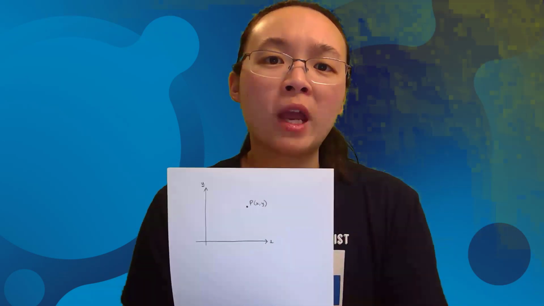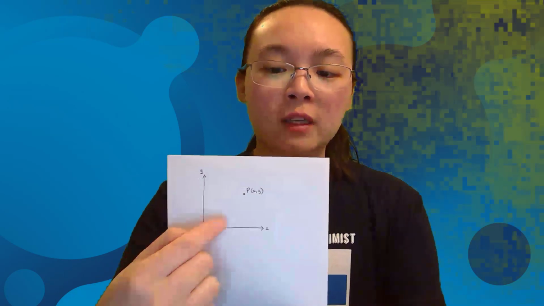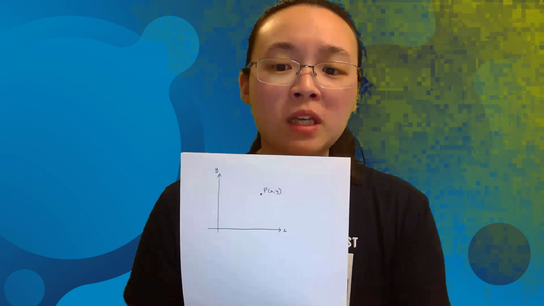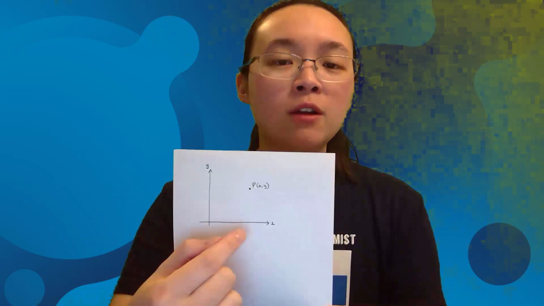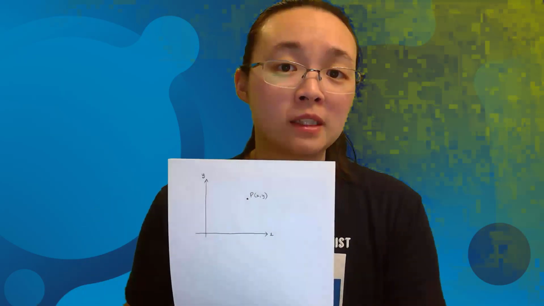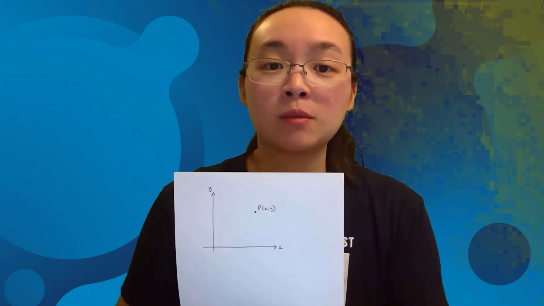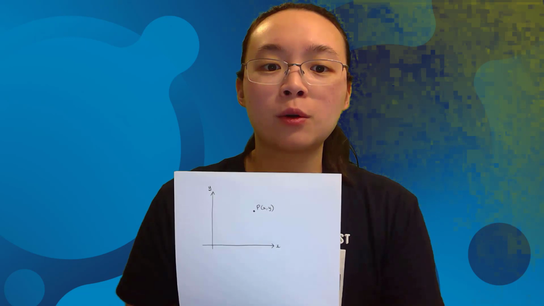But maybe another way would be to draw a direct line to point P. And once we draw a direct line to point P, that line is going to be at an angle to both the x and y axes. So that's another way of looking at coordinate systems and specific points. So the polar coordinate system is just another way of representing a specific point on a specific plane or space.